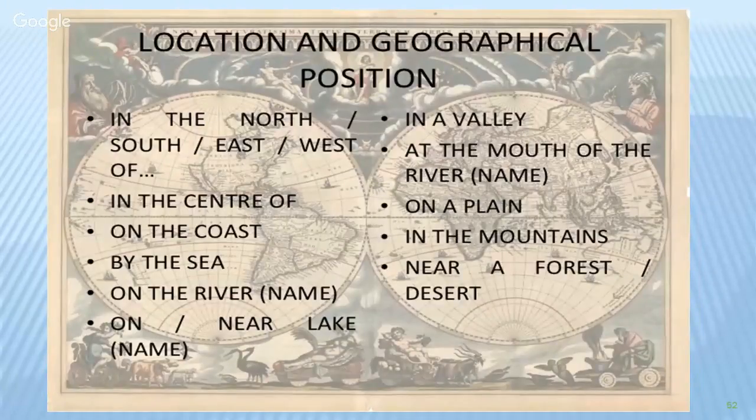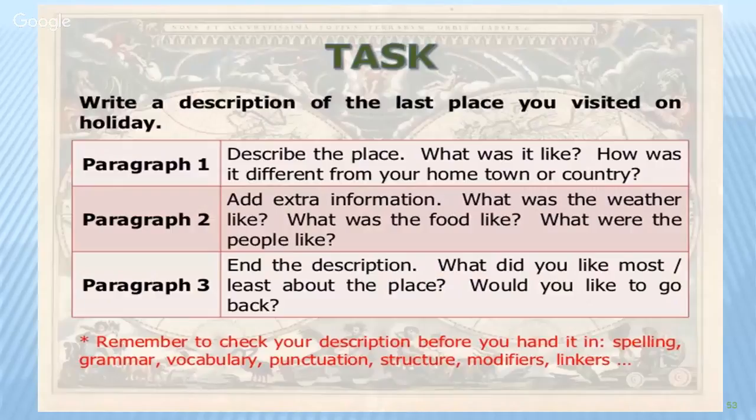Location and geographical position: in the north, in the south, east, west, wherever. In the center of, on the coast, by the sea, on the river. So mention the name of the river. On or near the lake, whatever the name of the lake is. In a valley, at the mouth of the river, on a plain, in the mountains, near a forest or desert. So it's the geographical position of the place that you are describing.